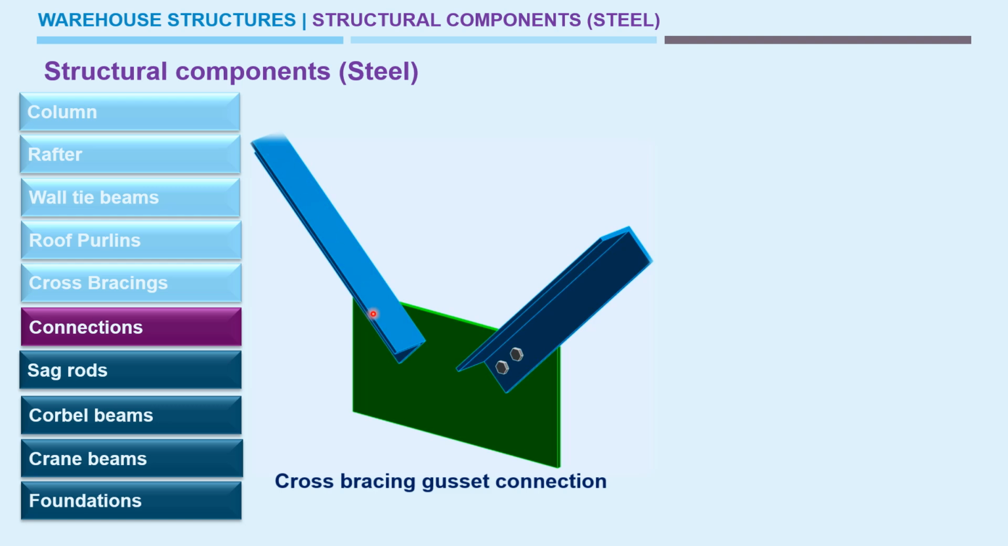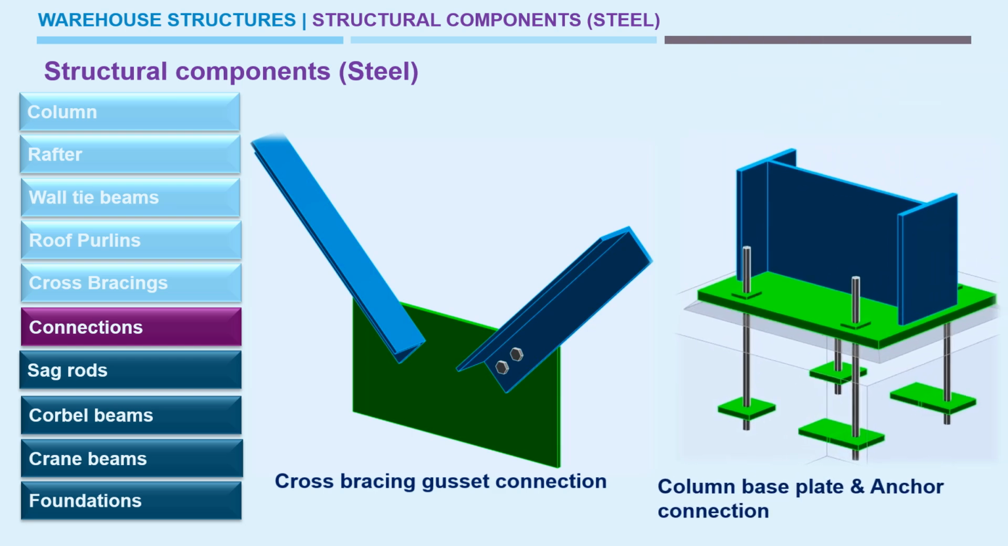Generally these angle members are subject to axial forces. So these connections are designed for axial tension, compression and shear. The earlier rafter ridge and column beam connections are subjected to moment connections.